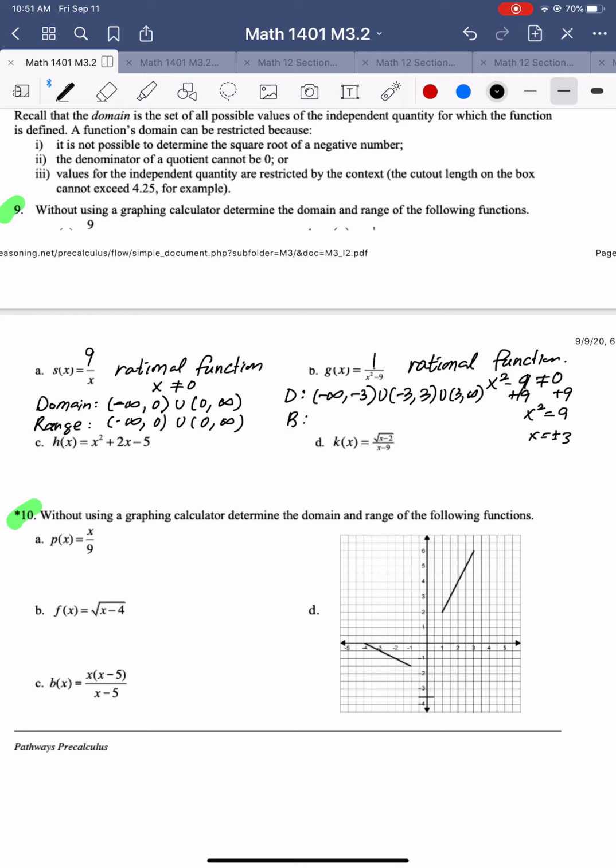For the range, okay, this time the 3 and negative 3 are not relevant as they are for the domain, but you will find every number except the 0.